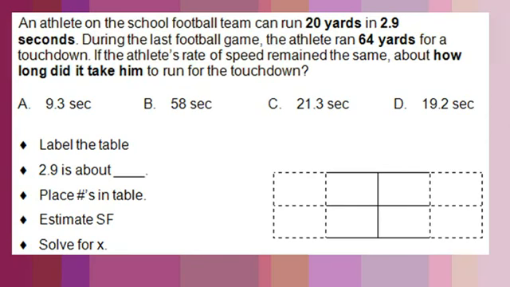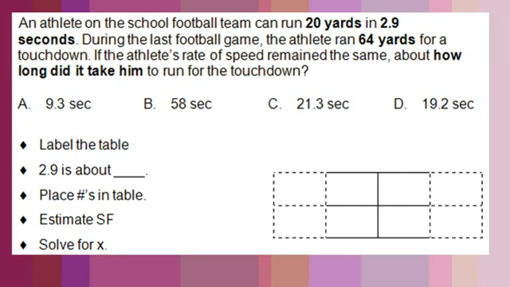An athlete on the school football team can run 20 yards in 2.9 seconds. During the last football game, the athlete ran 64 yards for a touchdown. If the athlete's rate of speed remained the same, about how long did it take him to run for the touchdown?